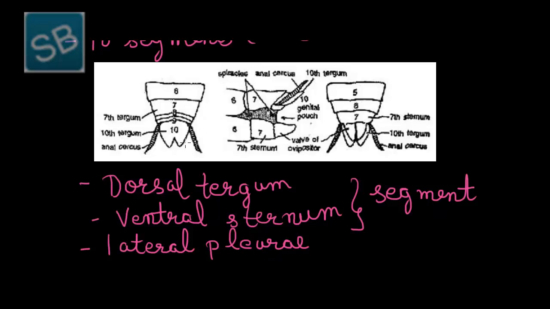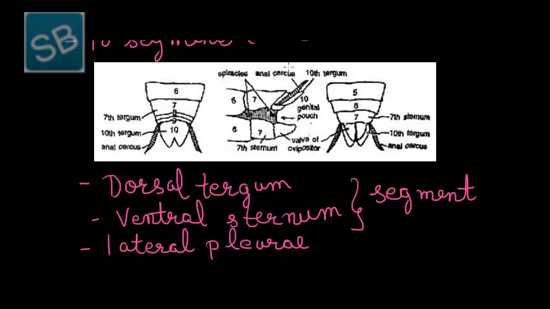Now, as it can be seen from this figure, the sternum and tergum of 8th and 9th segment are located below or under the 7th segment. The 10th tergum possesses a median groove which is known as anus, and a pair of anal cerci occurs within it in case of females. However, in case of male, the anal styles get formed from the 9th tergum and sternum.